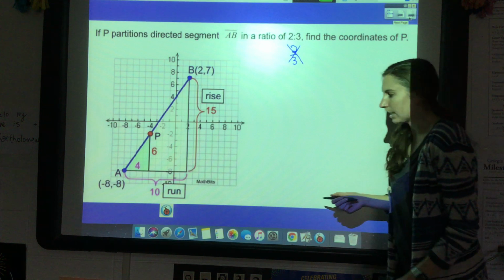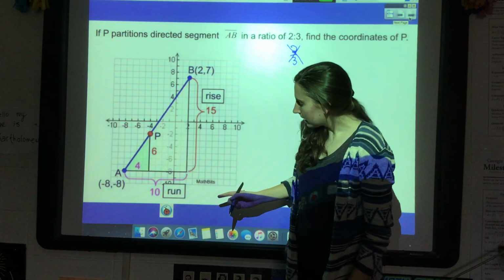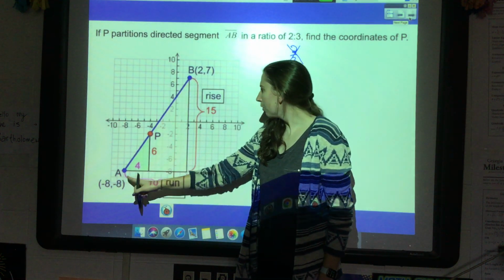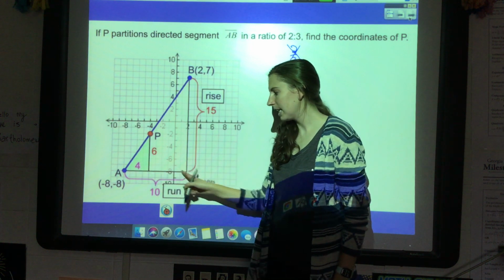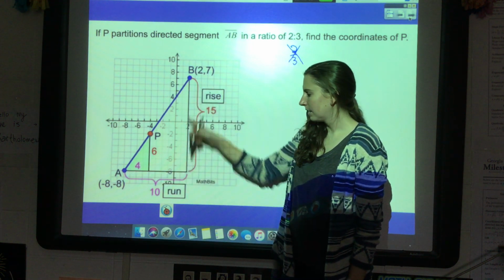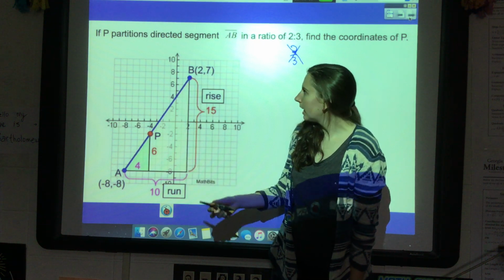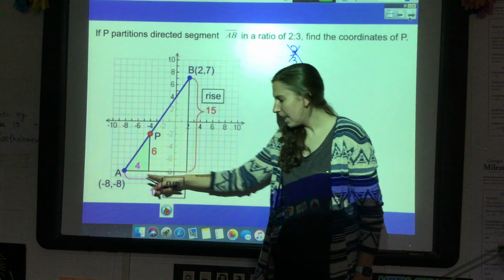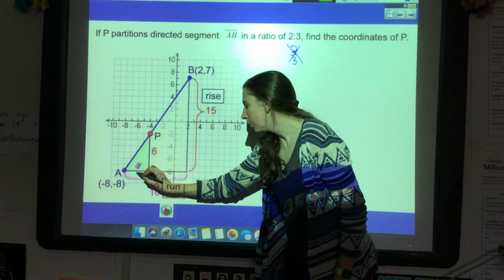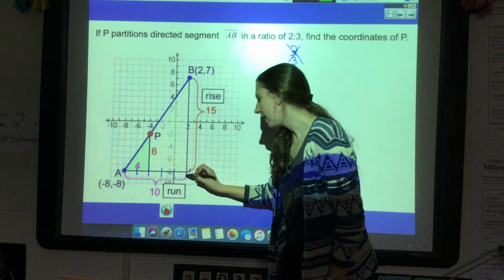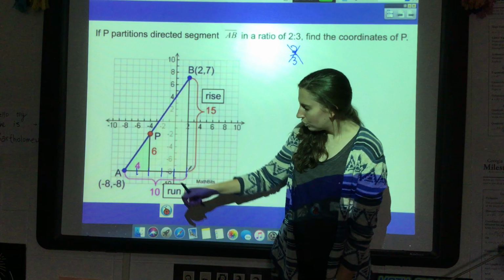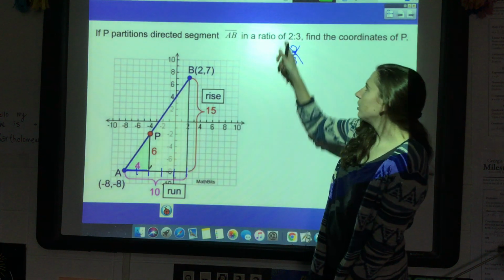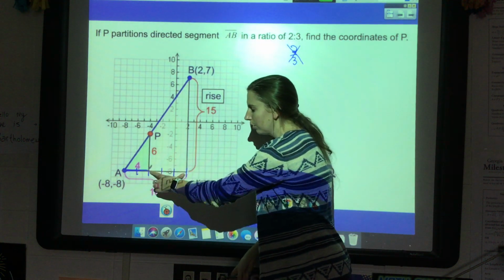So as we look at this picture here, basically, to get from point A to B, I run 10, so it's like 10 in the x direction, and we rise 15. Basically, I'm just going to take 2/5 of each of those. So like if I split 10 into 5 pieces, 1, 2, 3, 4, 5, that are 2 units each, 2/5 would be right here. And remember, it's a ratio of 2 to 3, so you can see that I have 2 parts to 3 parts.